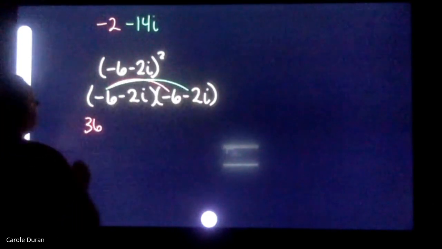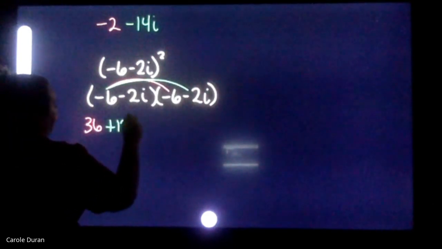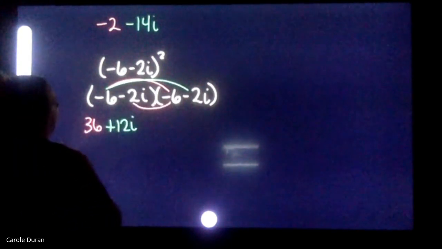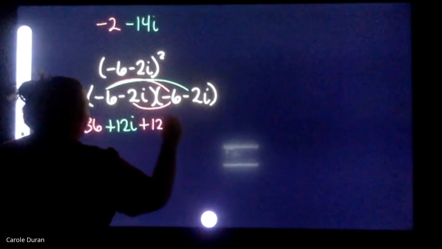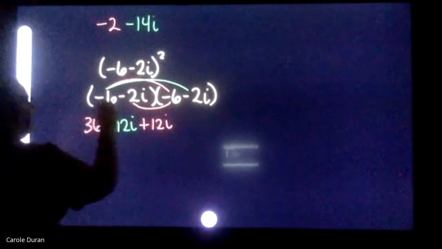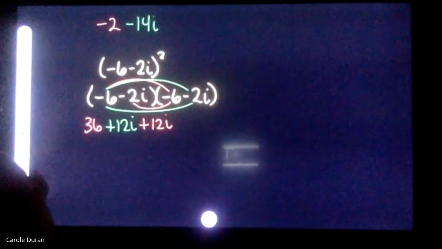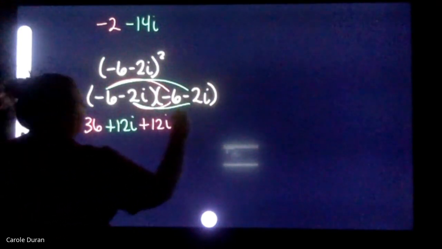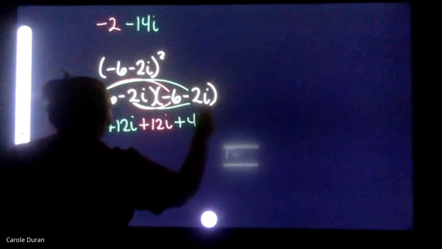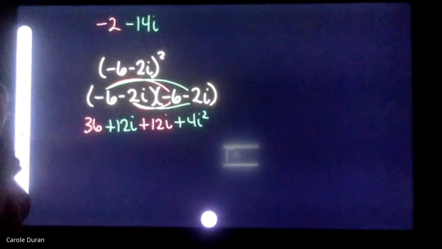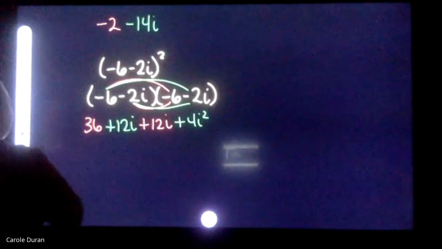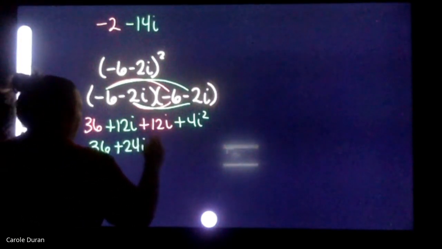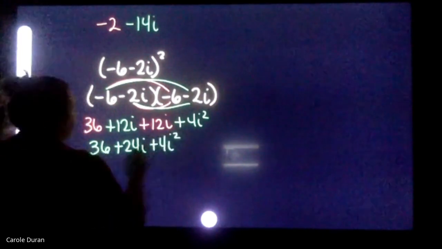Negative 6 and negative 2i is a positive 12i. Negative 2i and negative 6 is a positive 12i. And then negative 2i and negative 2i is positive 4i squared. So from here, I like to put like terms together, which here is going to be 12i and 12i. So I end up with 36 plus 24i plus 4i squared.